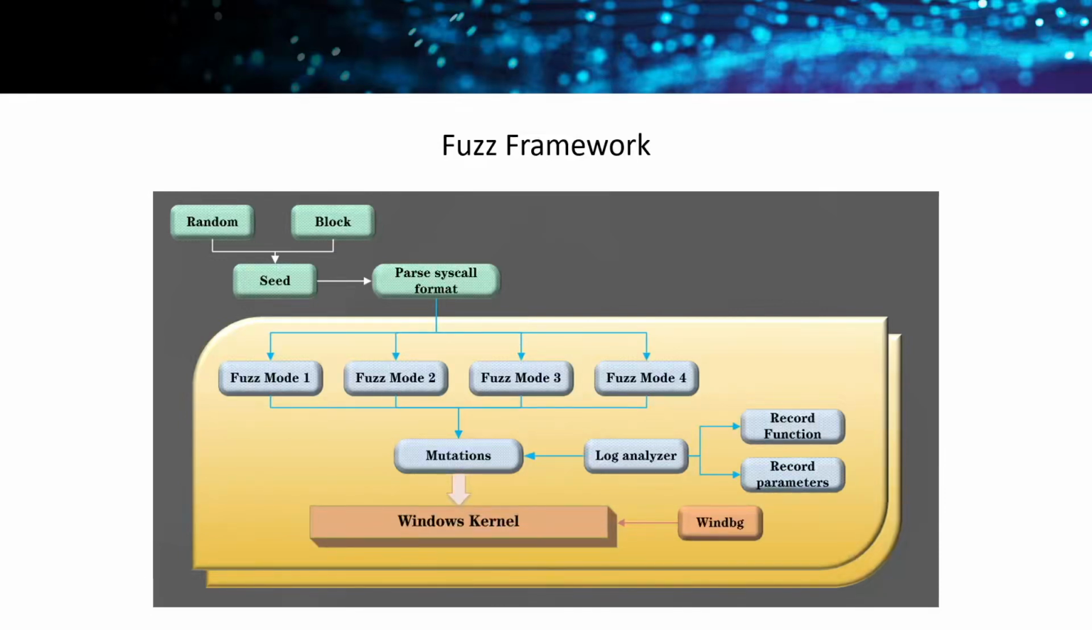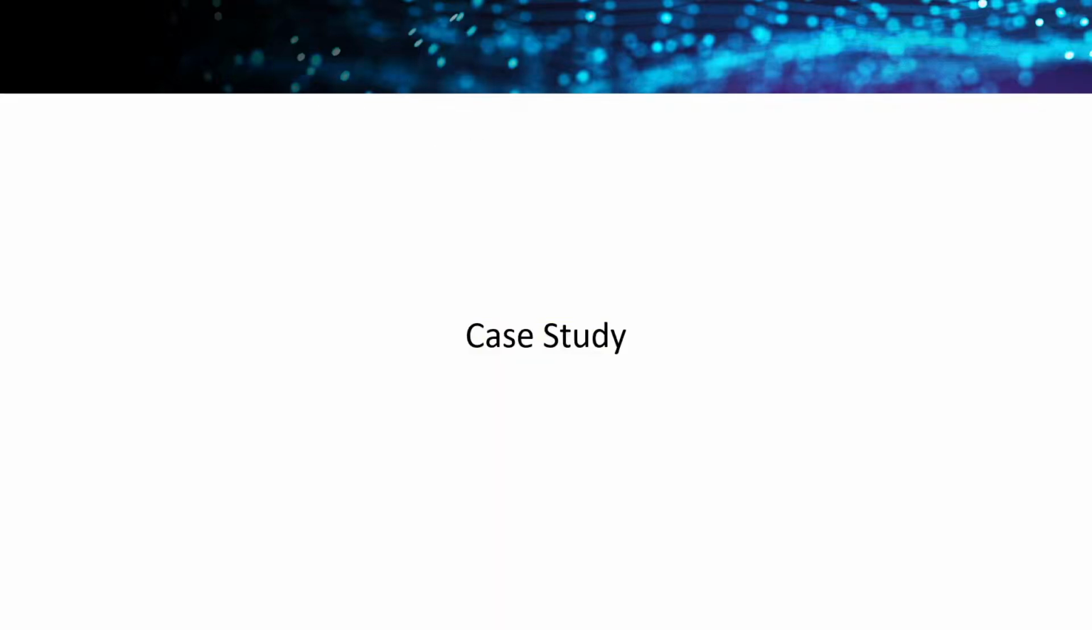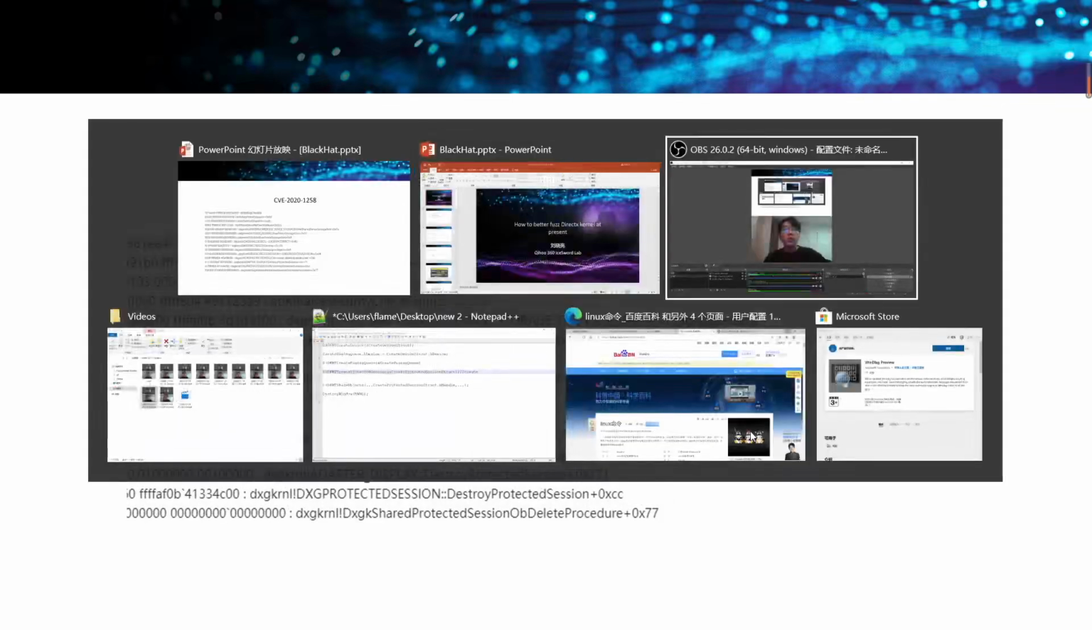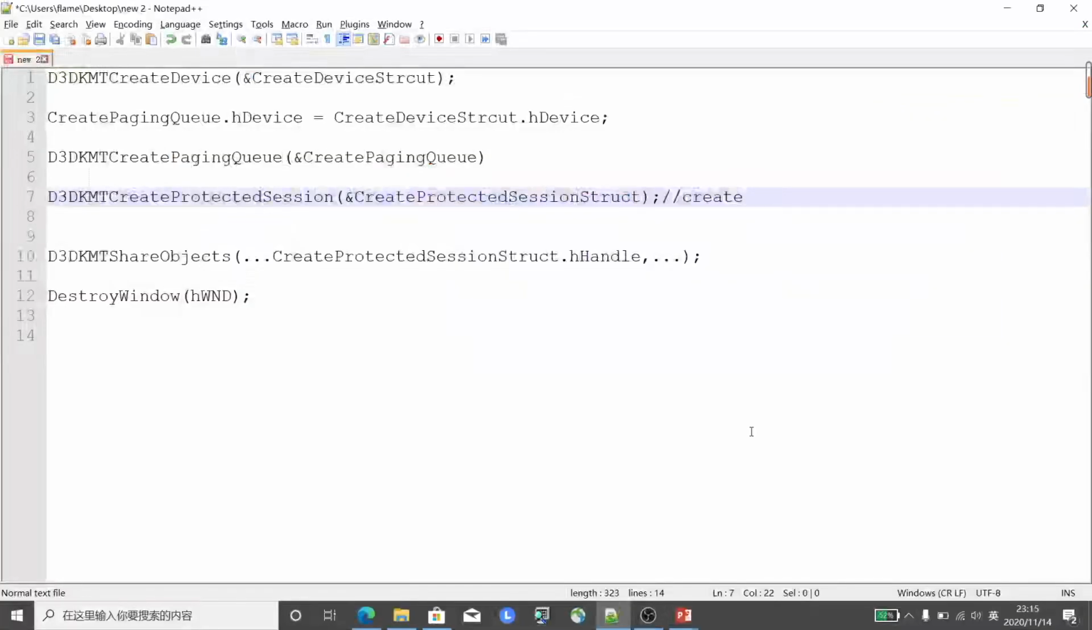Okay. The next, this is flow code. Let's look at a few CVEs. That's the first. It's a dump file. We can look at it, and this and this. This is the POC.